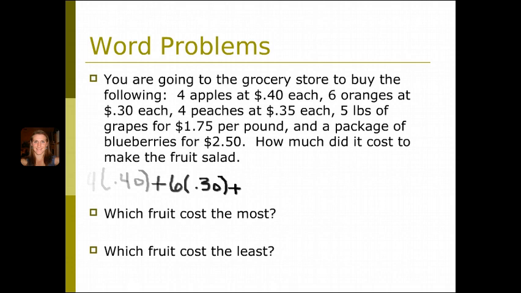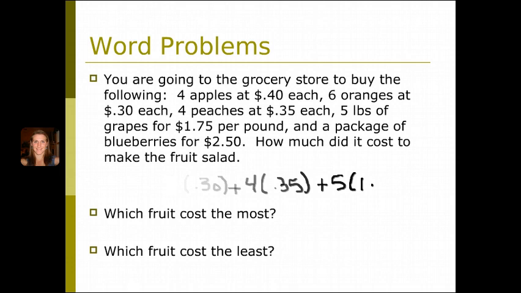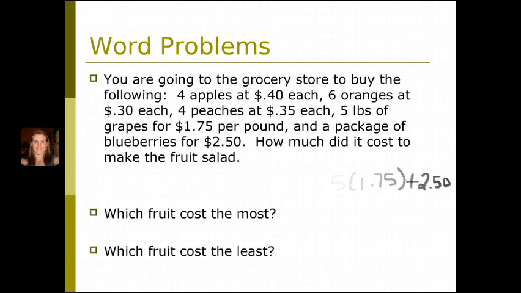plus 4 times 0.35 plus 5 times $1.75 plus $2.50. If you take a minute to do that in your calculator, you will see that the total cost of the fruit is going to be $16.05. So your total cost equals $16.05.